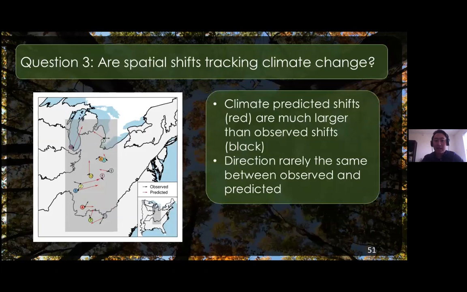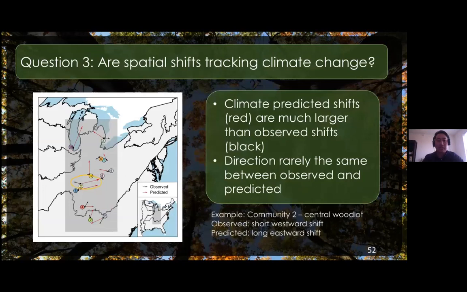When we looked at whether the distance and direction that these communities actually shifted aligned with where climate was telling them to go, we found that climate was saying go further as well as go in the other direction. Quite often you'll see the red predicted arrows in this map are much larger than the black observed shifts, as well as the direction of these arrows is quite often pointing in the opposite direction. For example, community two, the central woodland community, we observed that it went a short ways to the west, but it was predicted to go a long ways to the east based on climate.